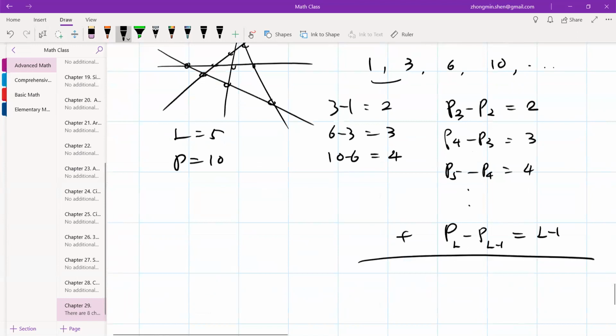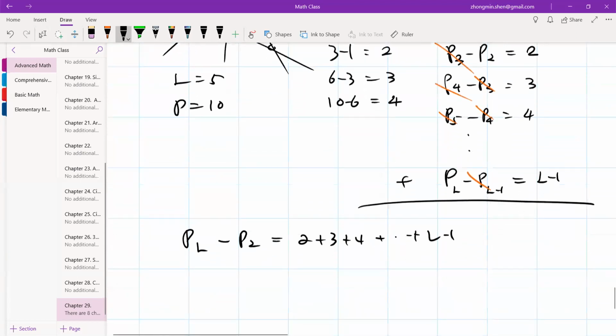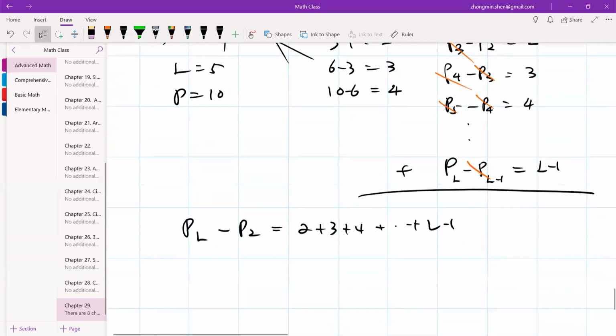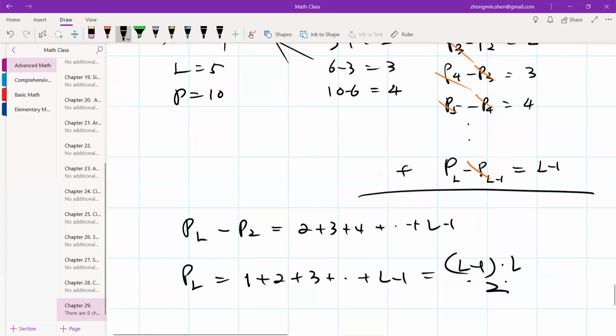All the terms in the middle will be canceled out, right? So you will get PL minus P2 equals 2 plus 3 plus 4 all the way to L minus 1, okay? There's 1 missing here, right? P2 is what? P2 is already equal to 1, because 2 lines only intersect at 1 point. So the answer would be L minus 1 times L divided by 2.